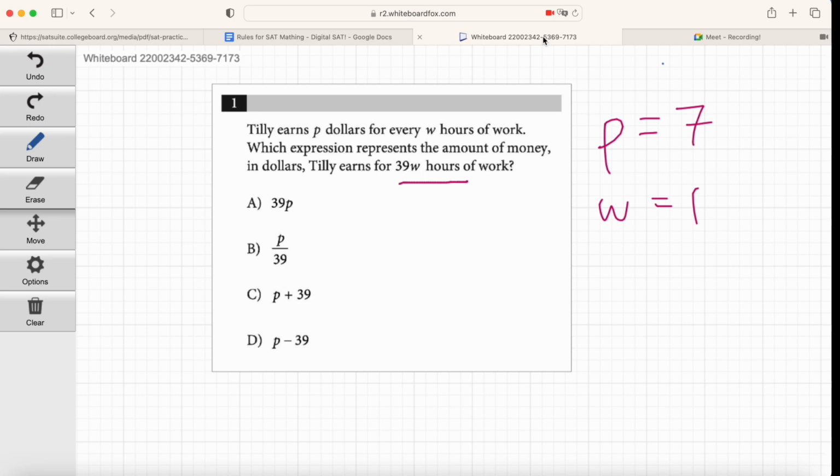Yeah. How do we do that? Multiply. Just multiply them, right? It's just 39 times 7. So let's do that real quick. Let me know what you get.